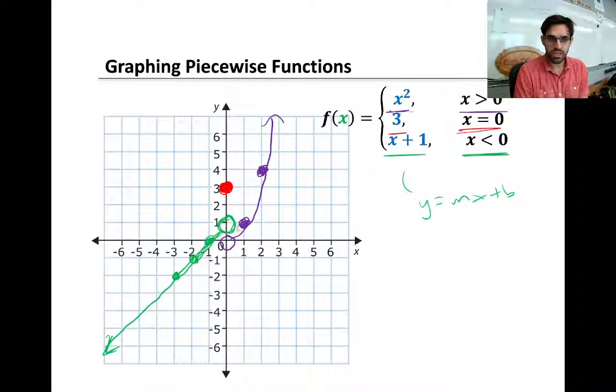It would contain (0, 1), but because 0 is not included, we're going to do an open circle where x equals 0. So we have an open circle for green, an open circle for purple, and then we have a dot for red. Alright, so that's how you graph this piecewise function. We take a bunch of different shapes of graphs and splice them together based off of their x intervals.